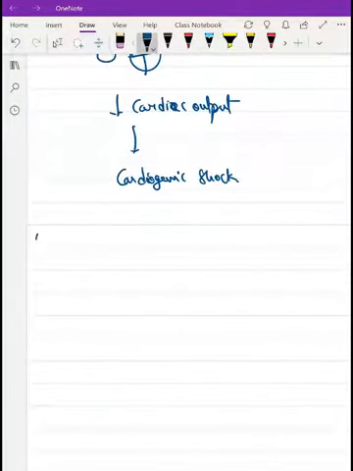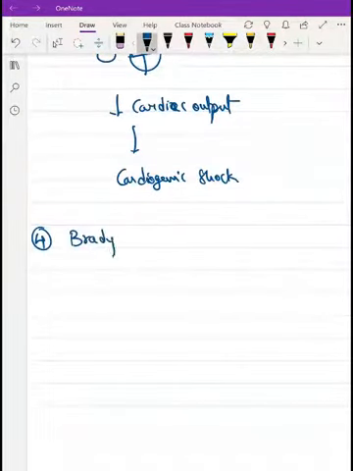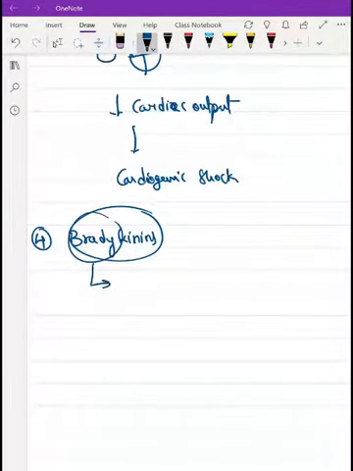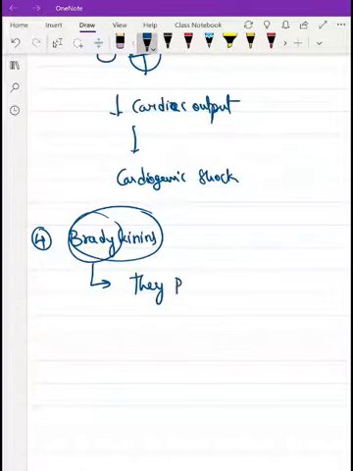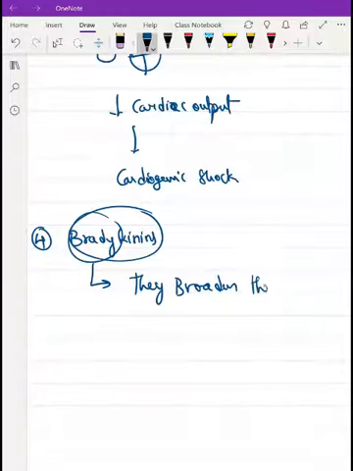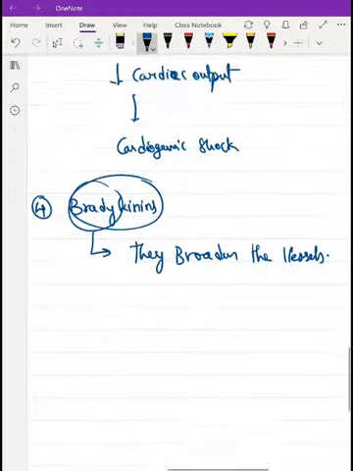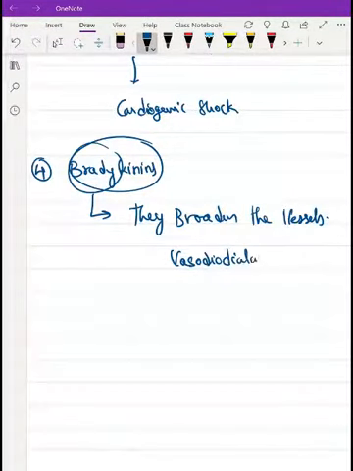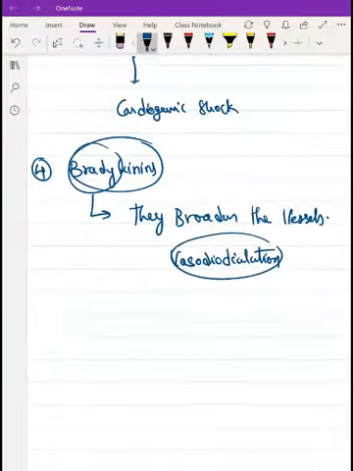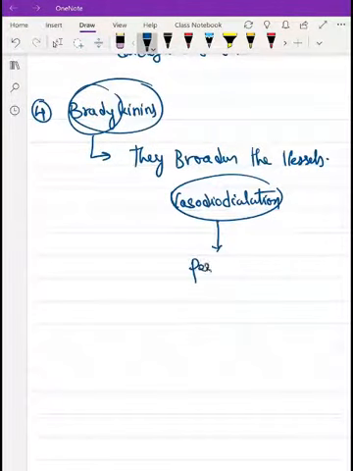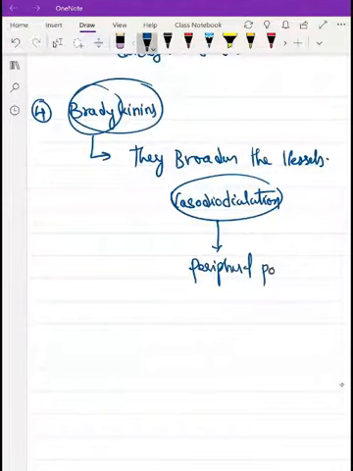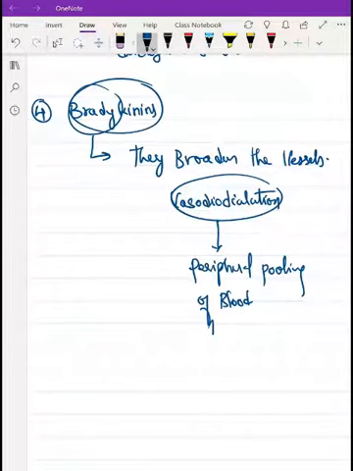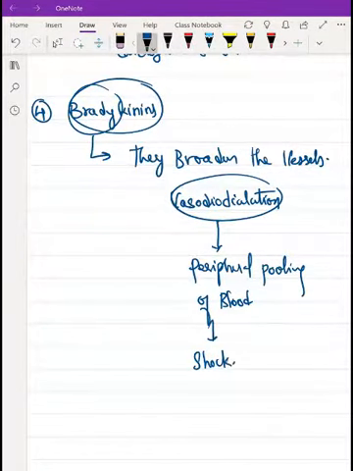Other toxins present in them are bradykinins. What do they do? Brady means broad. They broaden the vessels, means they cause vasodilation, leading to peripheral pooling of blood, leading to shock and death.